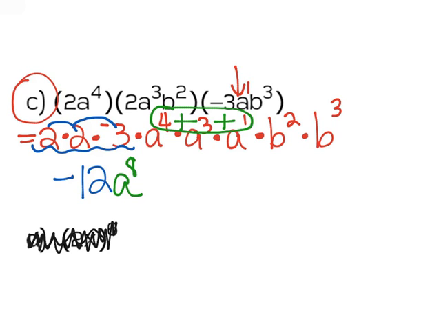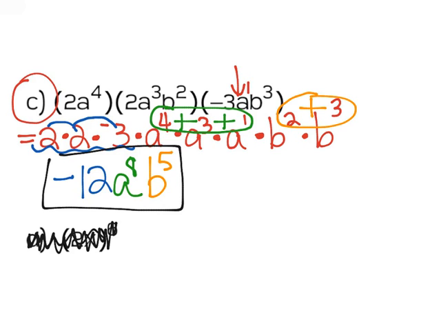And now we can move on to the b's. So we'll keep the base of b, and we'll add the exponents. 2 plus 3 is 5. And that is the final answer.